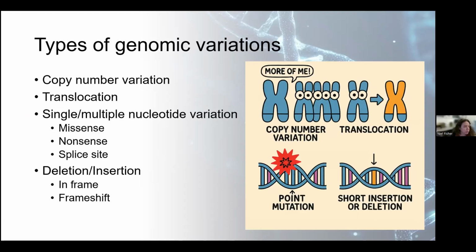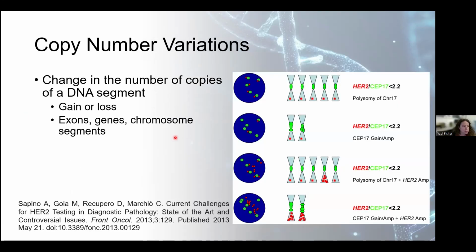So the first one is copy number variations, which means changes in the number of copies of a DNA segment. These may be gains or amplifications or loss of the gene, and it may be in any range of size. So it may be loss of relatively short segments like exons, or parts of a gene, a whole chromosome, or segments of a whole chromosome.